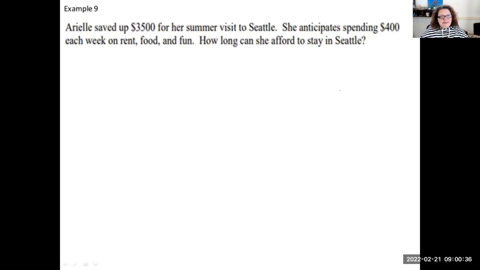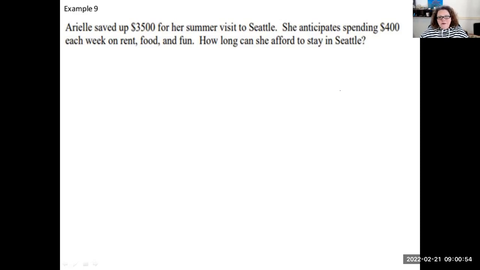All right, Ariel saved up $3,500 for her summer visit to Seattle. She anticipates spending $400 each week on rent, food, and fun. How long can she afford to stay in Seattle?